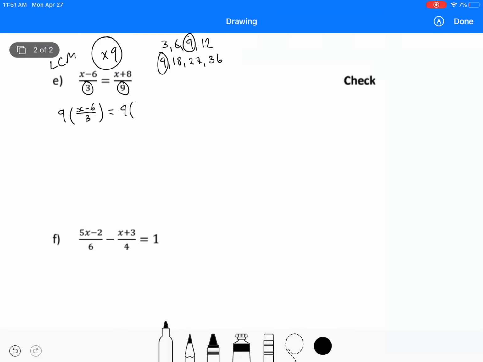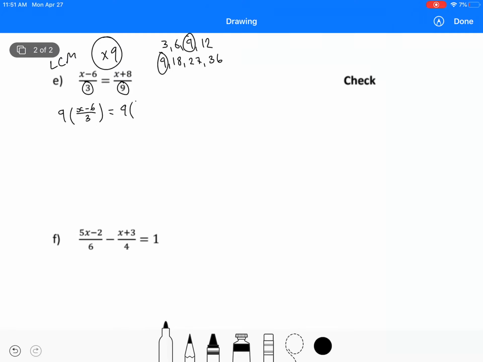And from here, we'll just have to distribute our 3. We'll get 3x minus 18 is equal to x plus 8. And now we just need to solve. I'm going to move the x to the left and the negative 18 to the right.